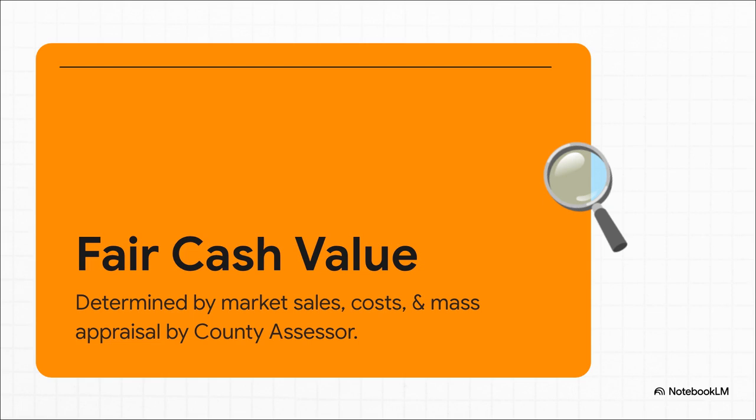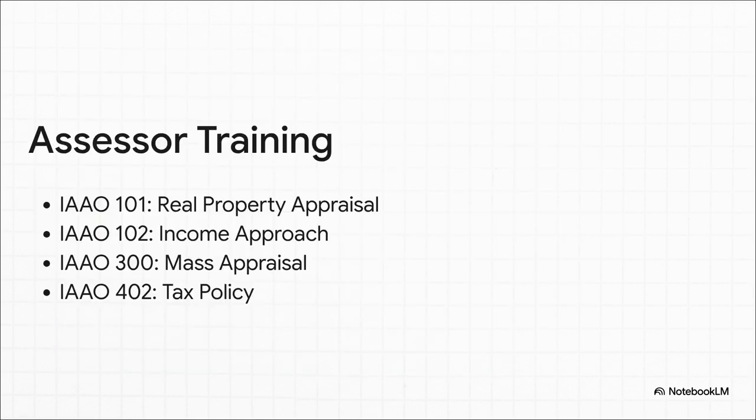And just to make sure they're doing it right and following the trends, their office is actually audited every single year by the Oklahoma Tax Commission. Now, what's genuinely fascinating about this is the sheer level of rigorous training required. Assessors and their deputies don't just eyeball a house and guess. They are required to take intensive continuing education through the International Association of Assessing Officers. We are talking deep, 30-hour courses on the fundamentals of real property appraisal, the income approach, mass appraisal, tax policy, the whole shebang. Their valuations are deeply rooted in certified professional methodology.